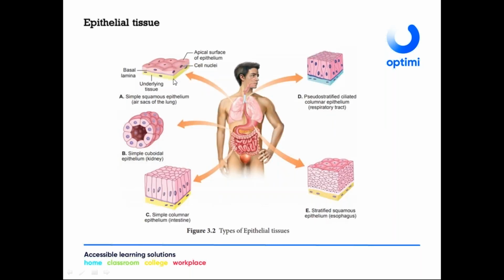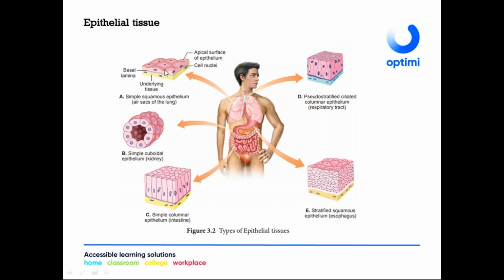So let's look into the epithelial tissue. The types of epithelial tissue are named according to the shape and the type of cells that they have. For example, if you look at this, the cells are in column shapes, hence they call it columnar epithelial tissue. These ones are flat.